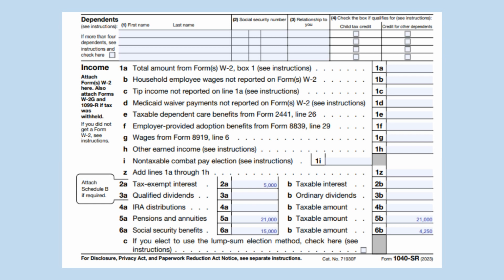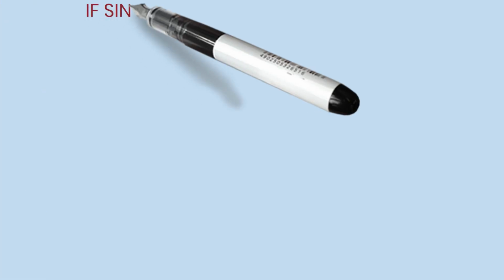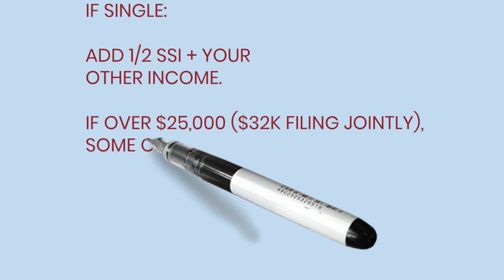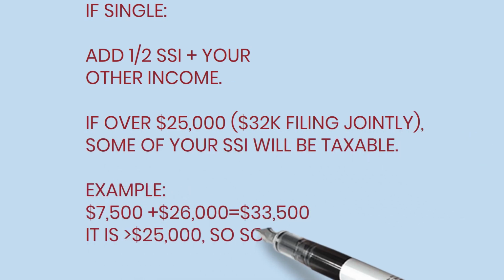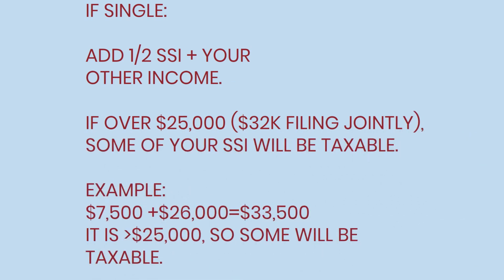On line 6A, put the Social Security benefits from box 5 of your Form SSA-1099. In our example, it is $15,000. To determine if any of your Social Security income is taxable, you would add 1/2 of your Social Security income to all of your other income. If it is over $25,000 and you are single, then some of your Social Security income will be taxable.